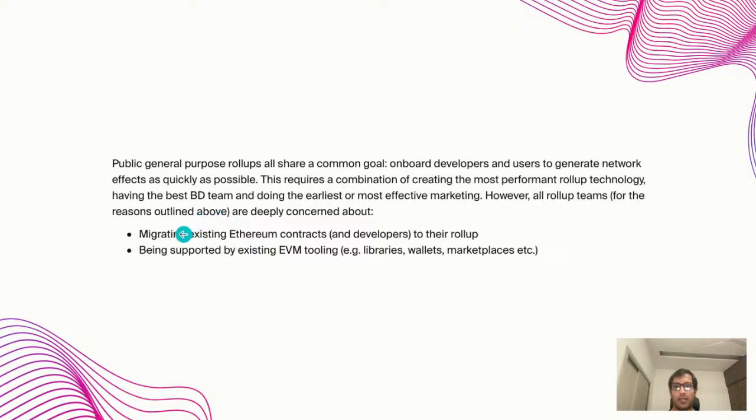Every single roll-up team is concerned about migration from Ethereum and also being supportive of the existing EVM tooling, but having the best BD team and doing the earliest or most effective marketing is also something that adds a lot of value. And if you've seen the other chains, they have done exactly that. ZK Sync, Polygon, Linea, they've all maybe overpromised, but have had the best BD, the best marketing, the best outreach. And of course, Scroll has chosen to play it slow, but now I believe is the time to really get out there, really drive the point home with the migration, the adoption of different apps, and trying to see how the ecosystem can grow.